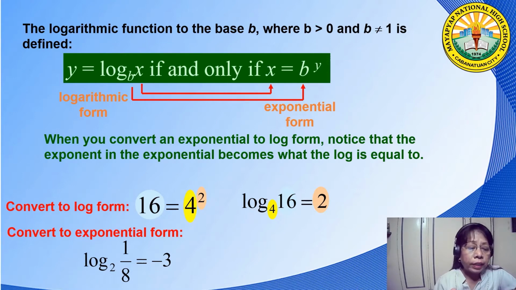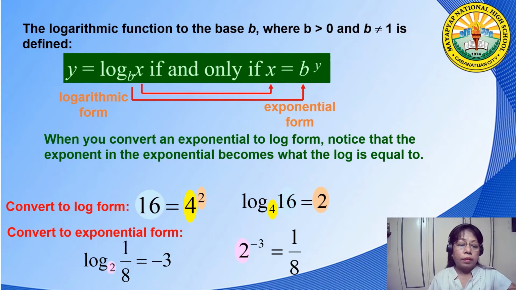Convert the given logarithm to exponential form. Logarithm of 1 over 8 to the base 2 is equal to negative 3. In exponential form, it is 2 raised to negative 3 equals 1 over 8. So 2 is the base, then negative 3 is the exponent, and 1 over 8 is the power.